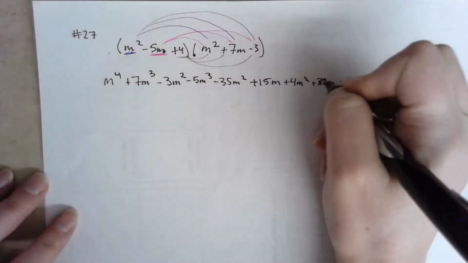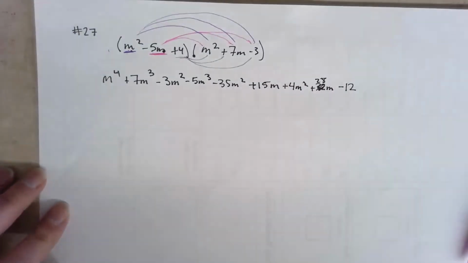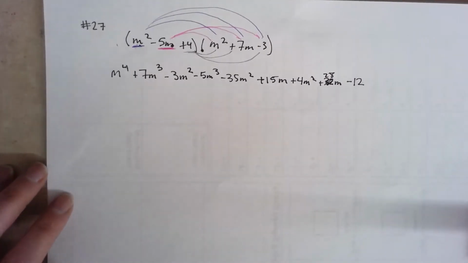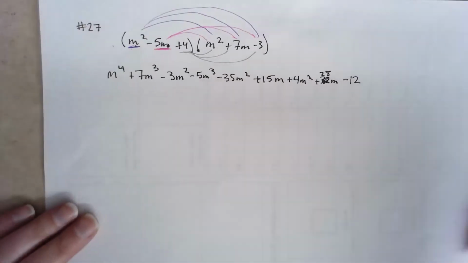Sorry, that's 28. I was like, that doesn't look right. Because 4 times 7 is 28. Anyway, that should be 28m.